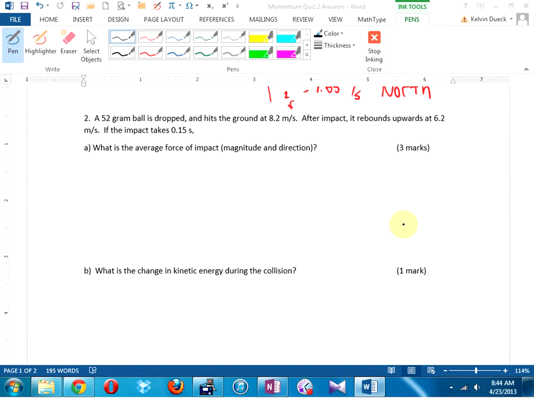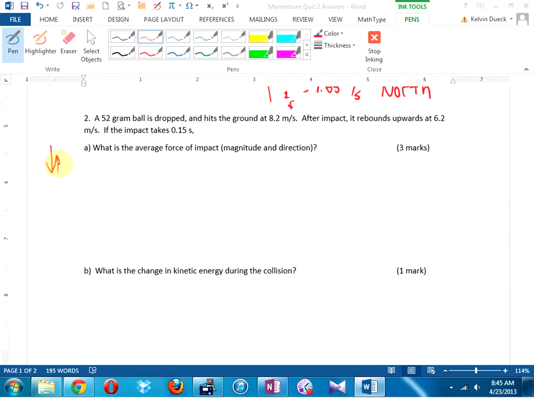I see a direction change. As I visualize this, I'm seeing it bouncing down and then heading back up. I think I'm going to have to let one be positive, one be negative, and they want me to find the average force of impact. How can I do that? Did they mention a time of impact in this question? Then this is a job for impulse.